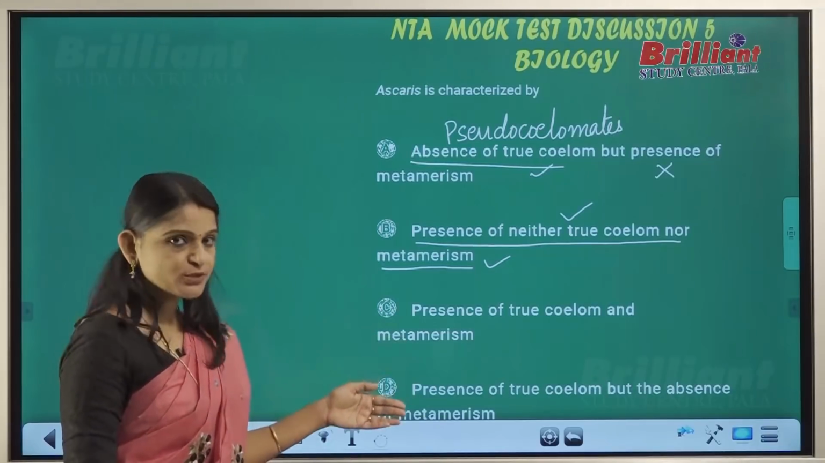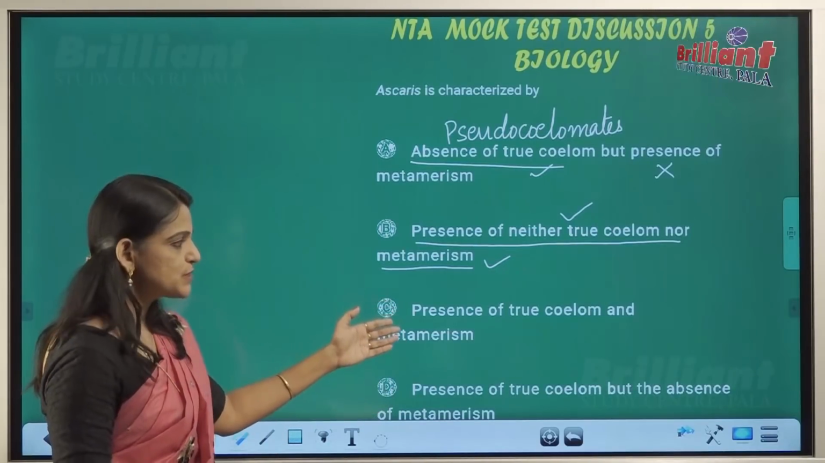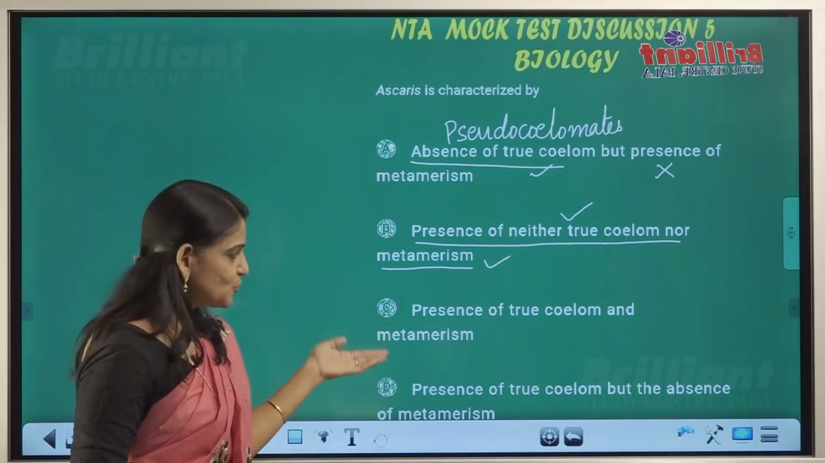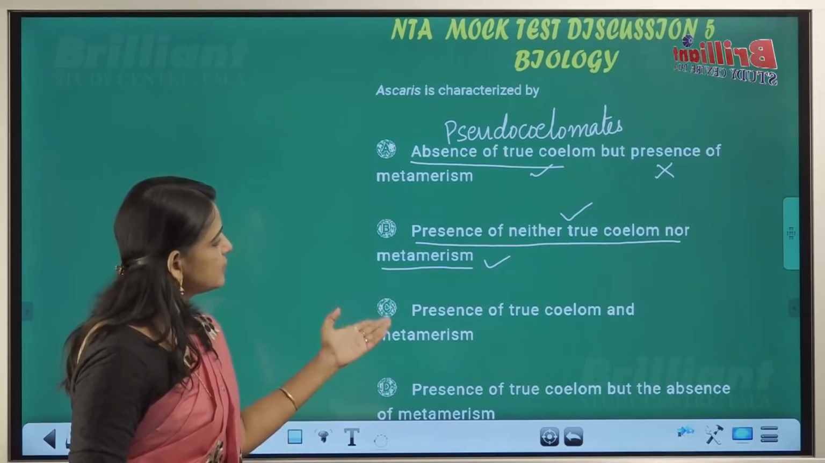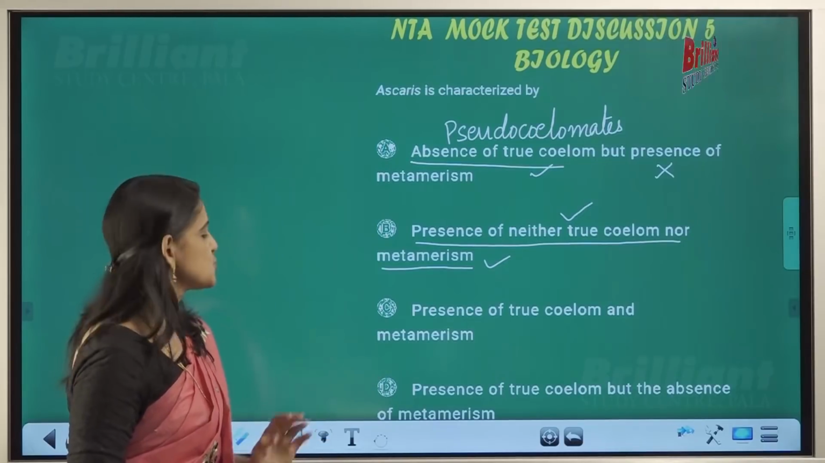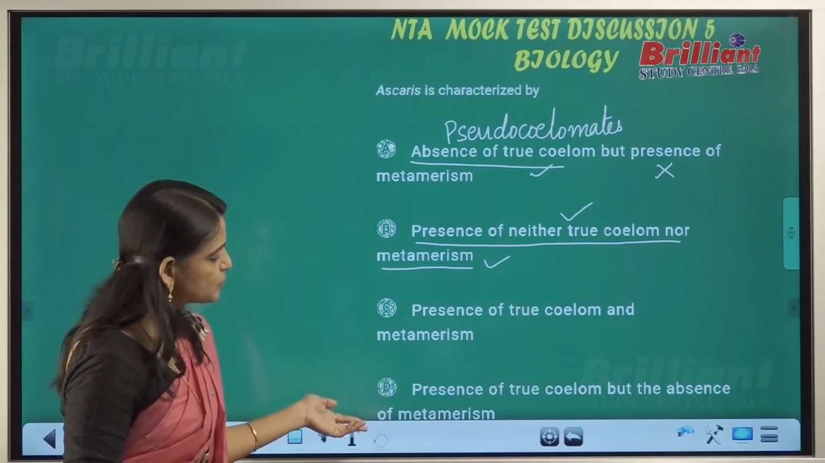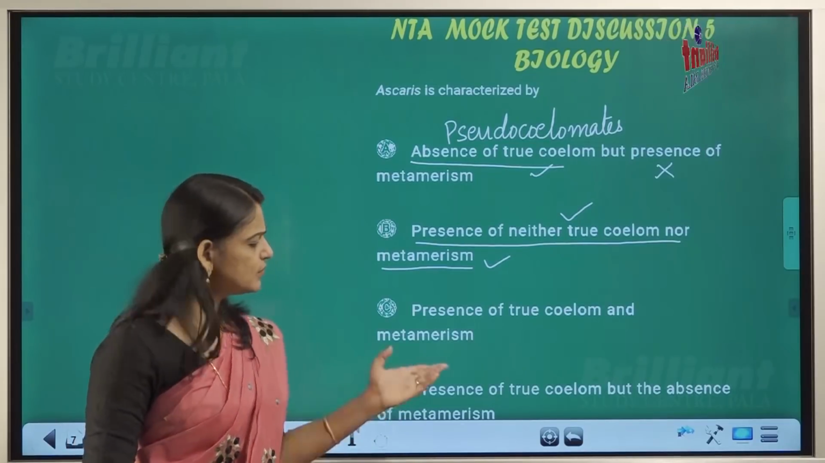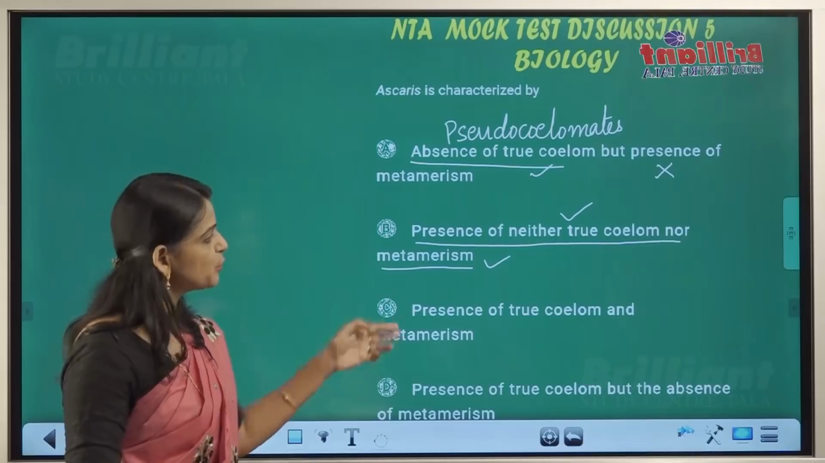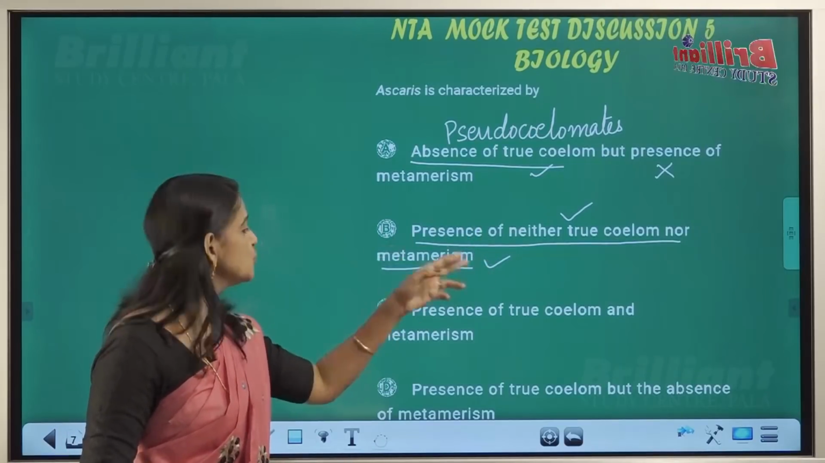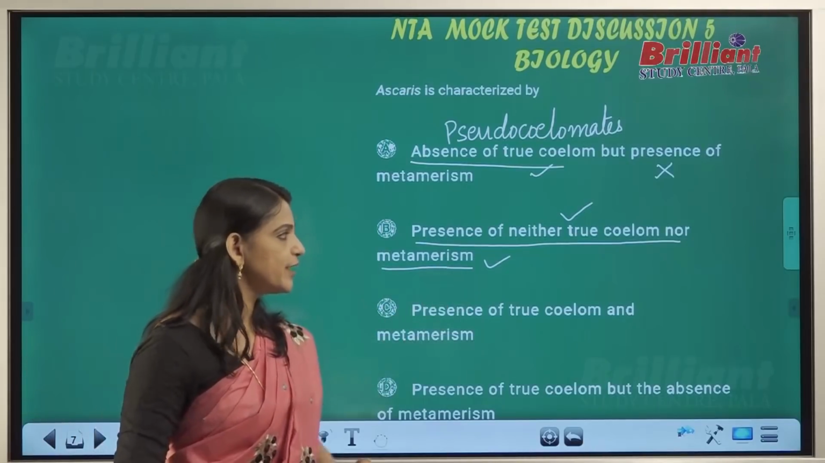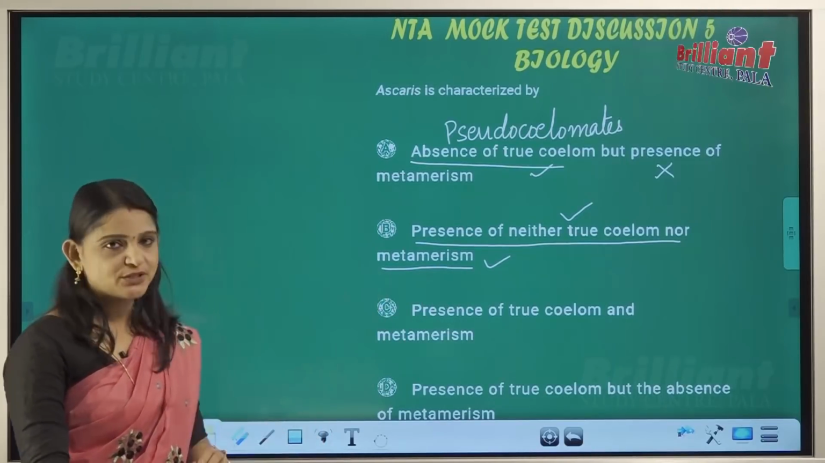Let us look into other options too. Presence of true coelom, that is not correct because they are pseudocoelomates. Then presence of metamerism, that is also not correct. Then the last one, presence of true coelom but the absence of metamerism, that is also not correct, as they are pseudocoelomate, they don't have a true coelom, they don't have metamerism. So from the options, the answer is presence of neither true coelom nor metamerism.